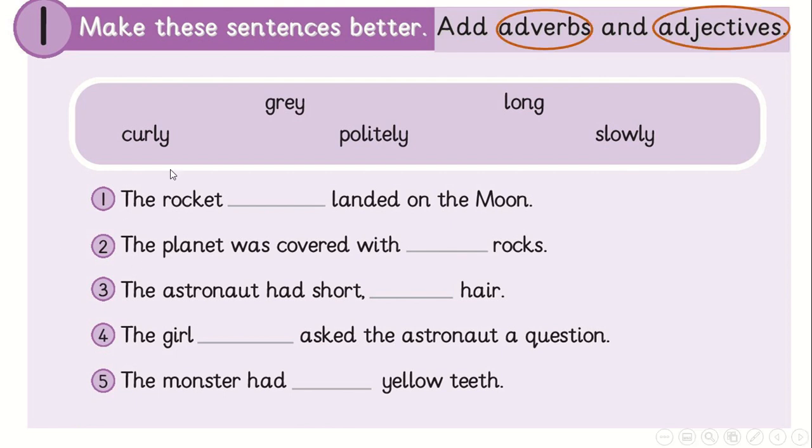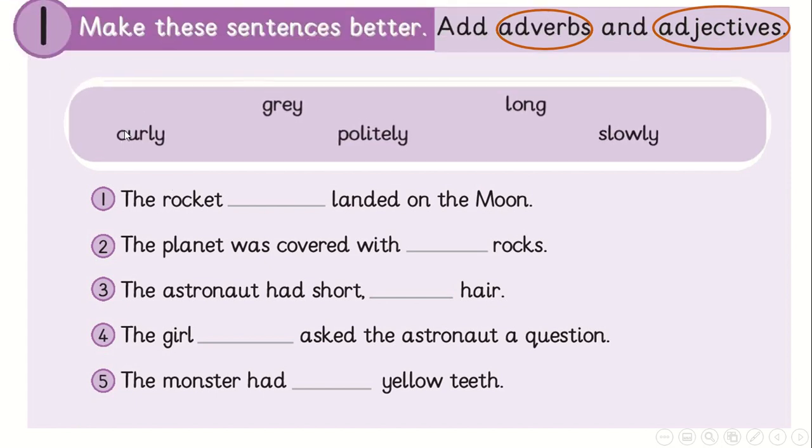Okay? Let's see, what do we have here? We have curly. Curly, is it an adverb or an adjective, my students? Adverb? No, even though it ends with ly, this is an adjective. We said that her hair is very curly. She has curly hair. So curly is an adjective. Gray, it is an adjective. Well done. Politely, it is an adverb. Well done. Long, adjective. Slowly, it is an adverb.